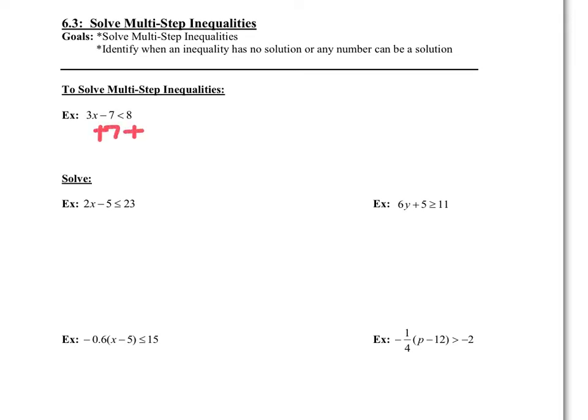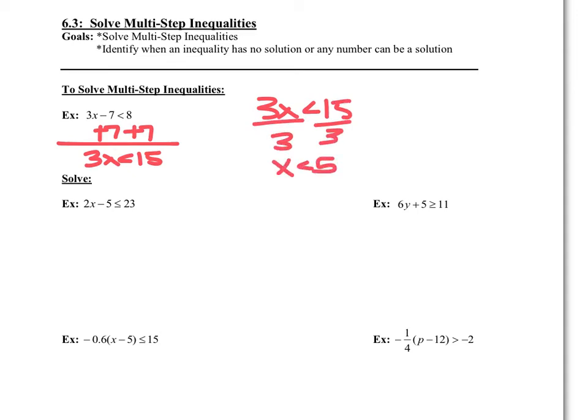So we would add 7 to both sides. Everything else comes straight down, so you have 3x is less than 15. I'll just write that over here. And then we divide by 3. And x is less than 5. That's our solution. You should also be prepared to be able to graph those, although to save time, I'm not going to make you do it on these notes.